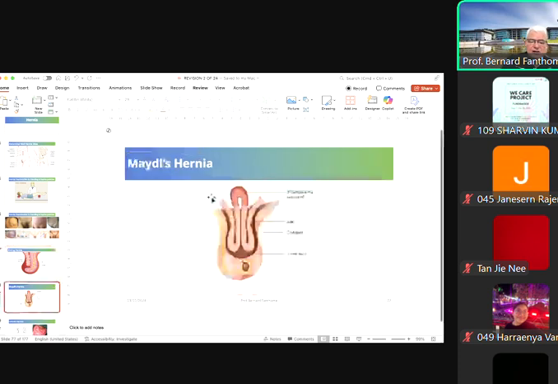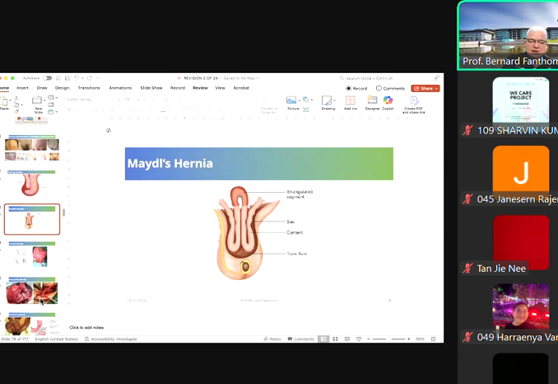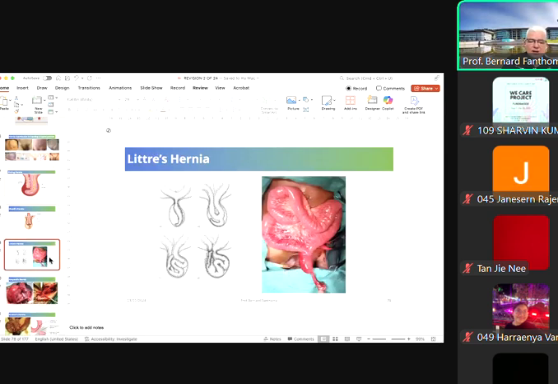Then you have the Maydl's hernia, which looks like a W or an M, where one loop is inside the abdomen and two loops are outside the abdomen, and this is the usual. The internal loop is the one which is most likely to get obstructed and strangulated. Then you have Littre's hernia, where the hernia contains the Meckel's diverticulum.